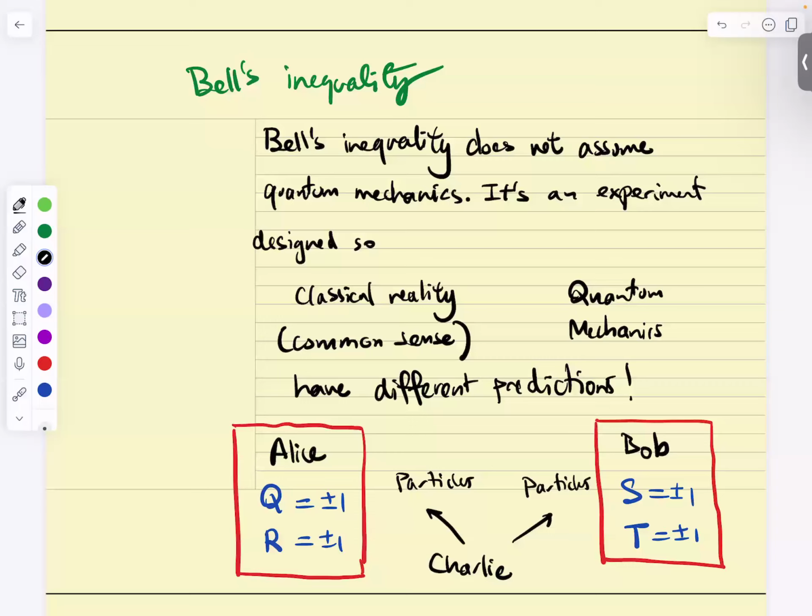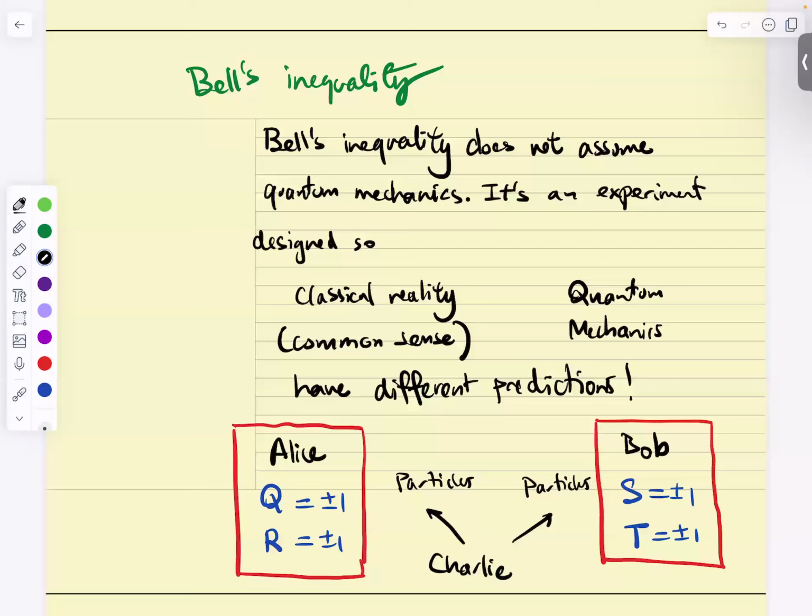So here's the experiment. Alice is all the way out there, really, really far away, and Bob is in this room. Charlie is sending them particles, and they're measuring spins. Charlie might send them entangled states or might send them whatever states, and all they're doing is performing measurements.